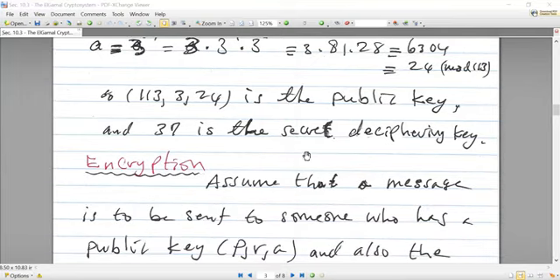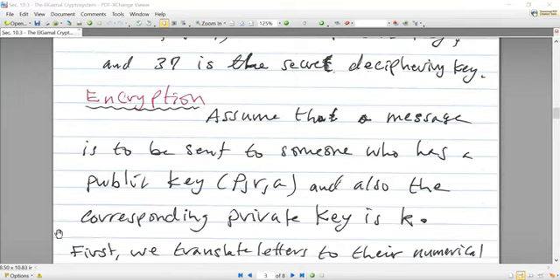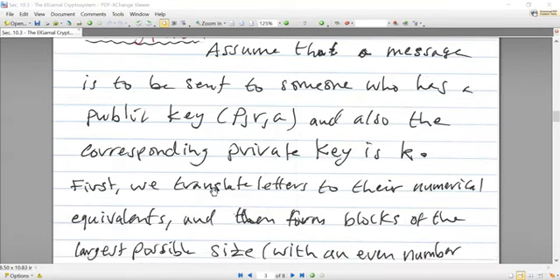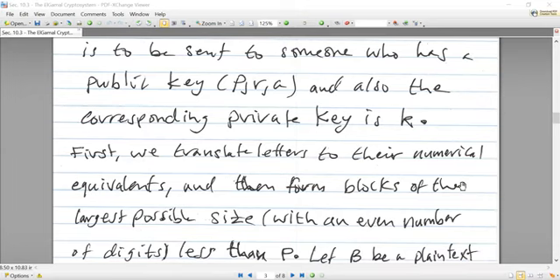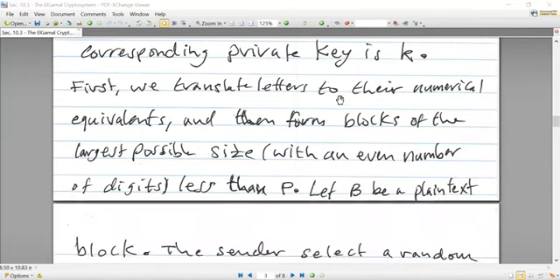Now let's see how the encryption is done. Let's assume that a message is to be sent to someone who has this public key, p, r, a, and also the corresponding private key, which is k. The first step is, as usual, we translate the letters to their numerical equivalents: A corresponds to 00, B to 01, and so on. Then we divide the message into blocks of largest possible size, which has to be an even number, because each letter is represented by a number with two digits. And we require the length of the blocks to be even and the block value to be less than p. Let's assume that we have one block from the plaintext that we denote by the number b.